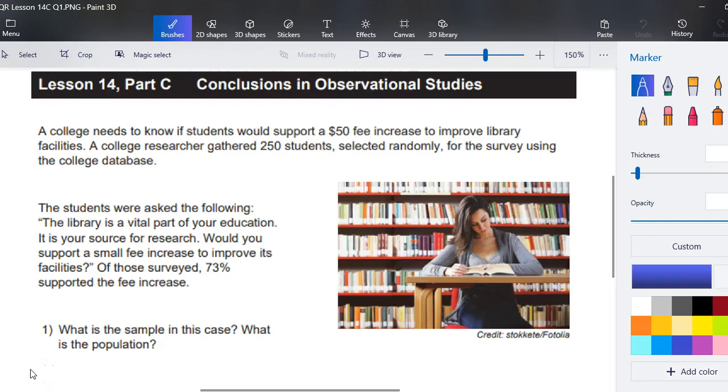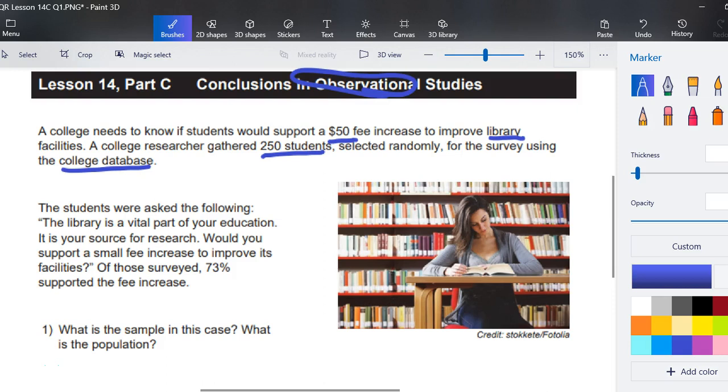We are now at lesson 14C, conclusions in observational studies. A college needs to know if students would support a $50 fee increase to improve library facilities. A college researcher gathers 250 students selected randomly for the survey using the college database.